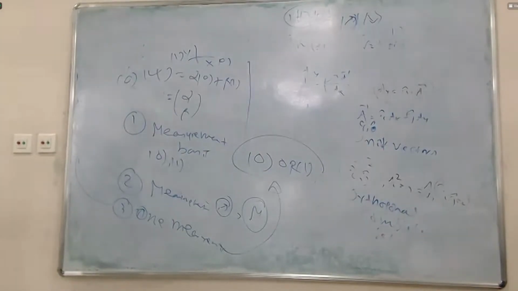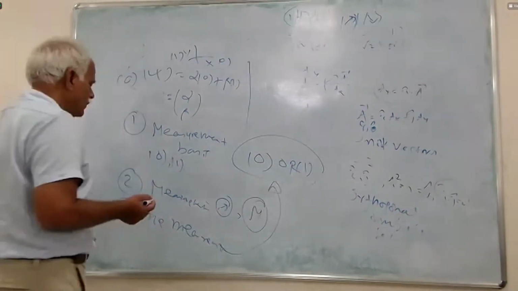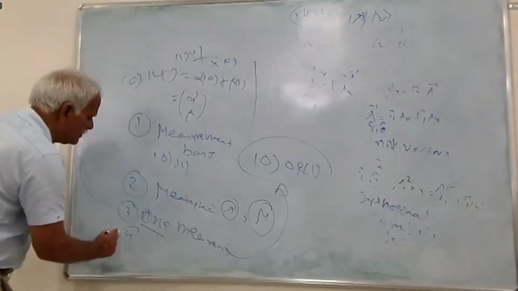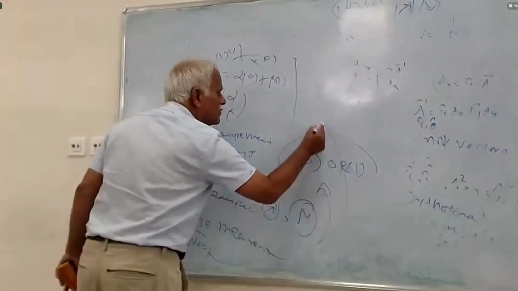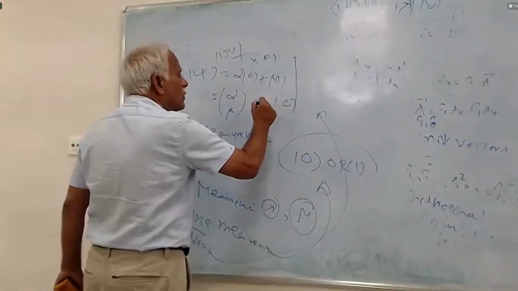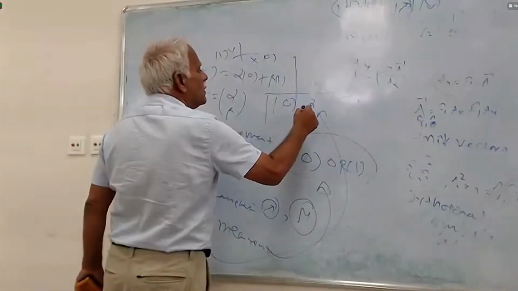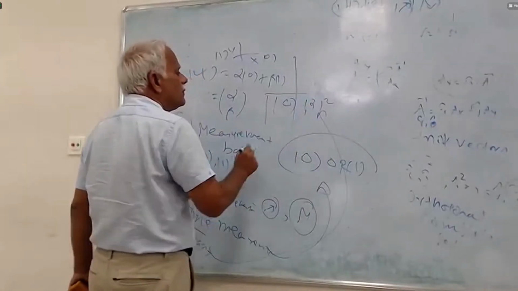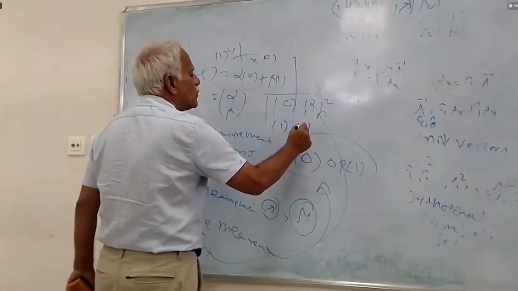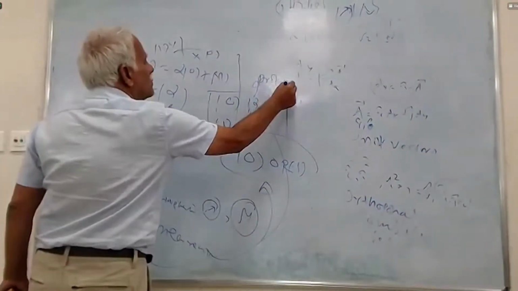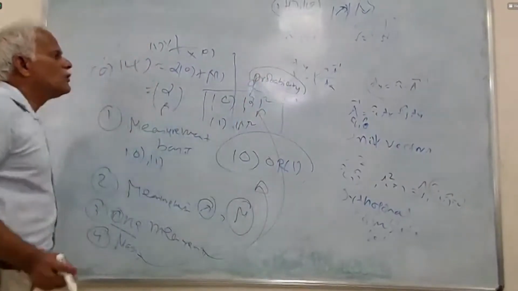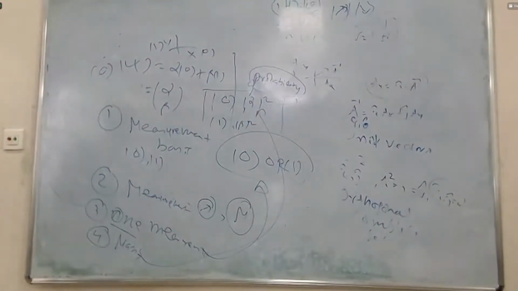Now you do many measurements. What do we find? If you do many measurements, then what we find is that 0 will occur with a probability of alpha mod square, and 1 will occur with beta mod square. The question of probability comes. So that is quantum.